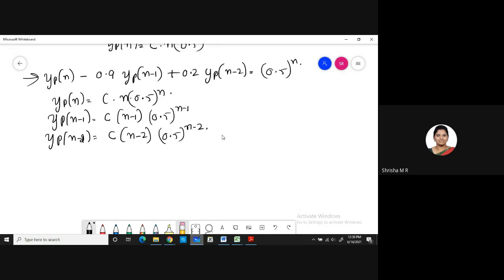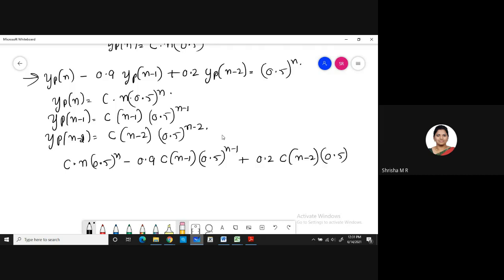So in the difference equation, you have C into n into 0.5 to the power of n minus 0.9 into C into n minus 1 into 0.5 to the power of n minus 1 plus you have 0.2 into C into n minus 2 into 0.5 to the power of n minus 2, which is equal to 0.5 to the power of n. Okay, so we'll try solving this and we'll find out what is C.